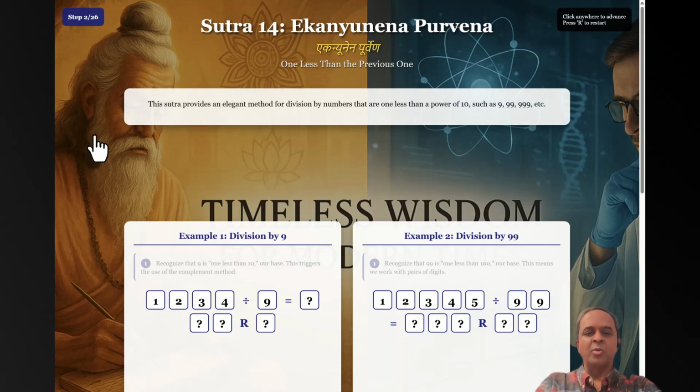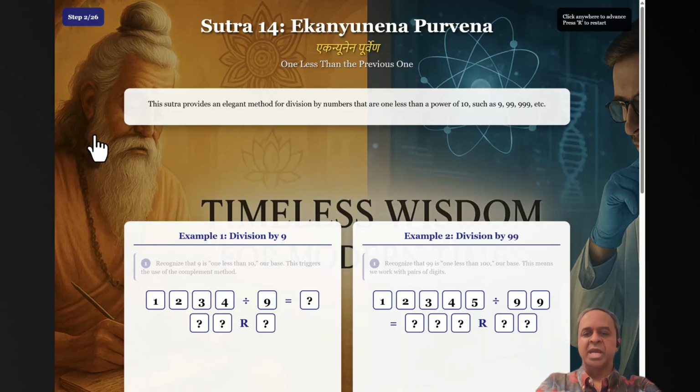So, this sutra provides an elegant method for division by numbers that are one less than the power of 10. It could be 10, 100, you know. So, it could be such as 999, right? So, instead of the power of 10, 100, and 1000. Okay.